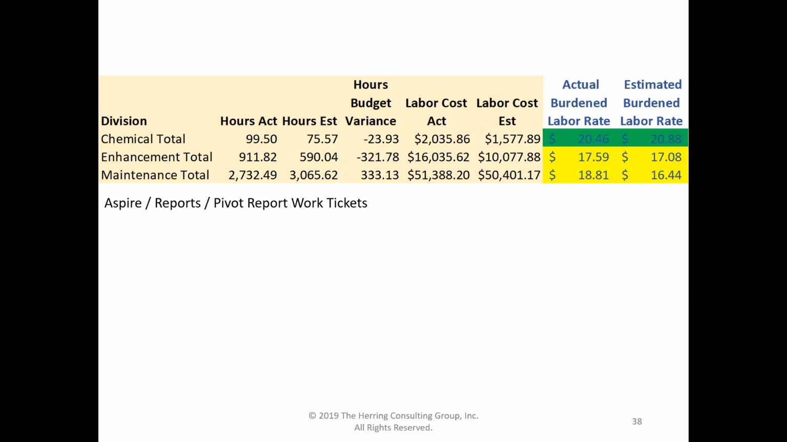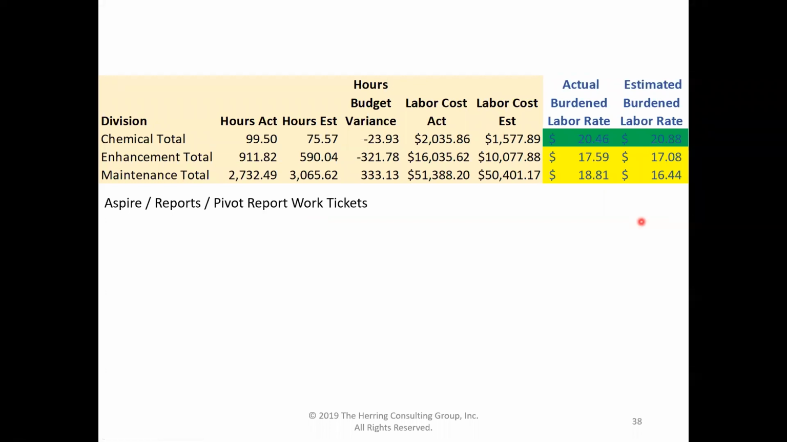So this comes from the Aspire reports menu, pivot report work tickets, right? So pivot report work tickets report. We've got the division, we've got actual hours, we've got estimated hours, we've got the variance, we've got labor cost actual, labor cost estimate. All right, so we take the actual labor cost here, that's $2,000, divided by the actual hours, $99. Do that in a little Excel formula, right? We've got $20.46 actual, and we've got $20.88 estimated.